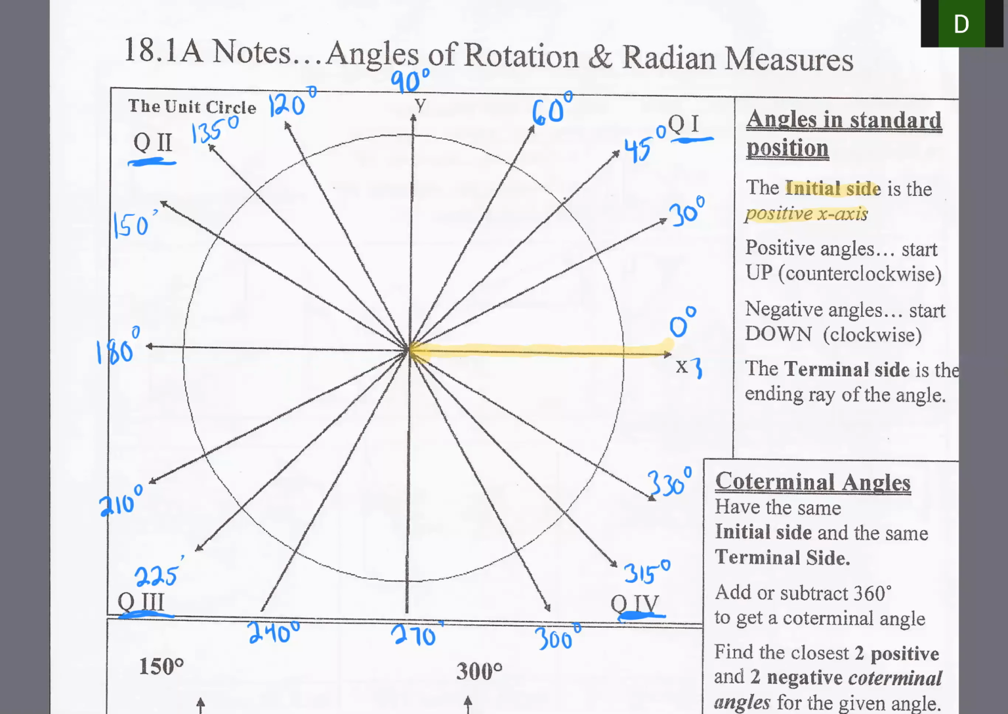Okay, so now I'm going to talk about the terminal side. I'm just giving an example here. The terminal side could be anywhere. The initial side is always the positive x-axis. Let's say the terminal side is right here. That means this angle is formed here. That's a 135 degree angle.